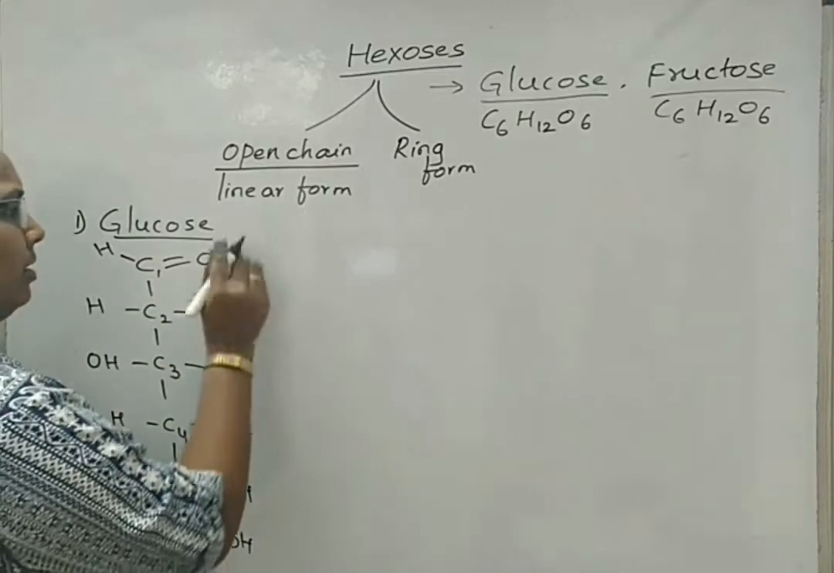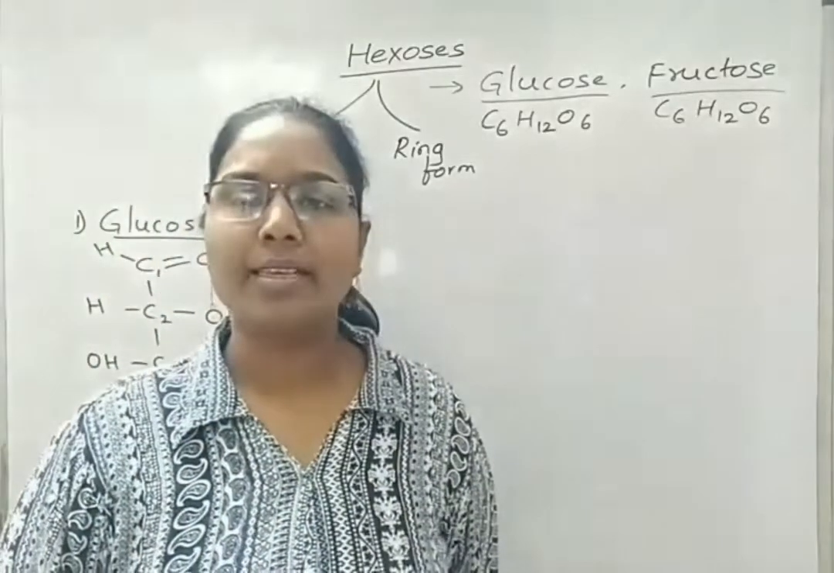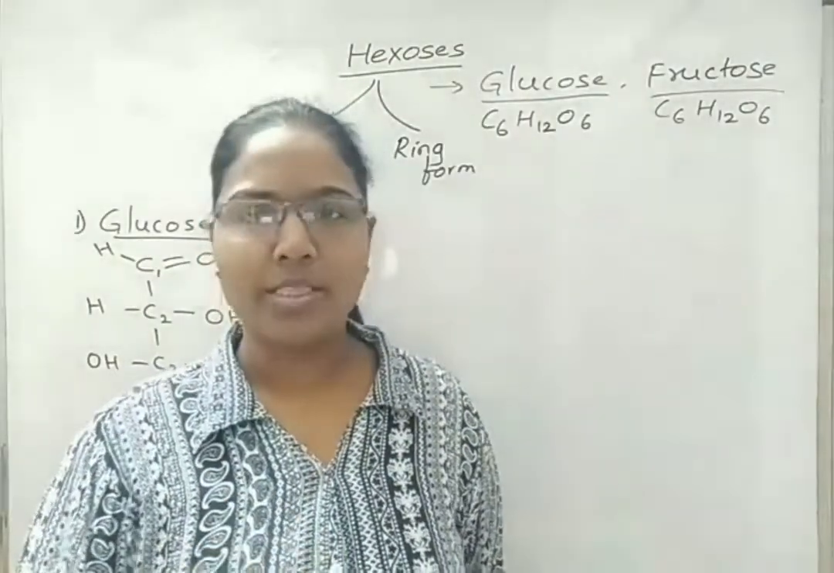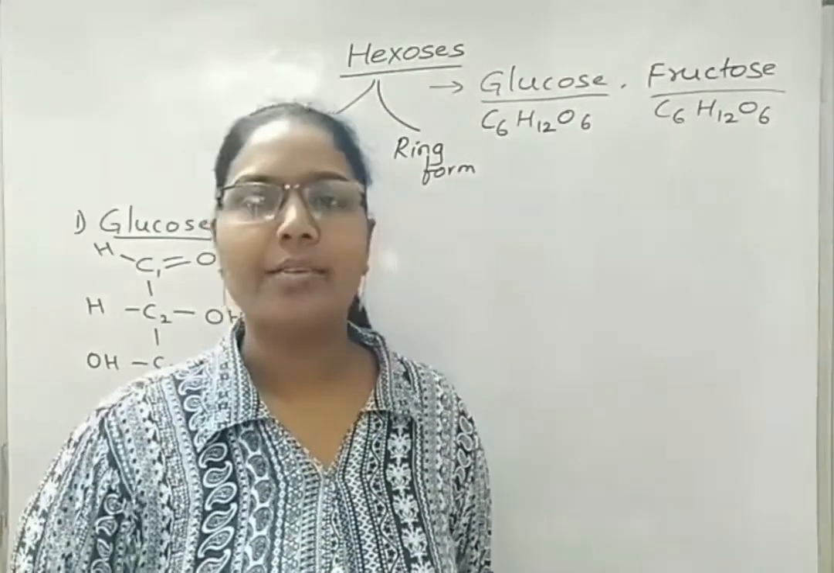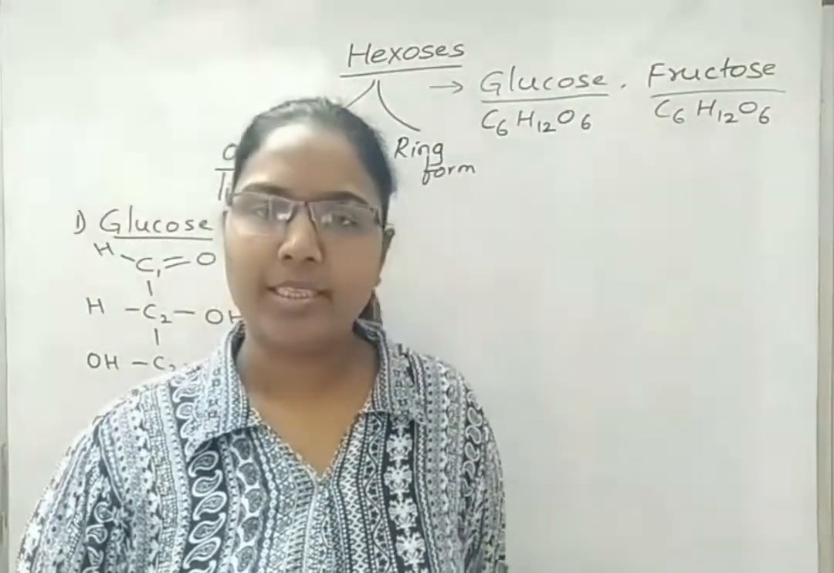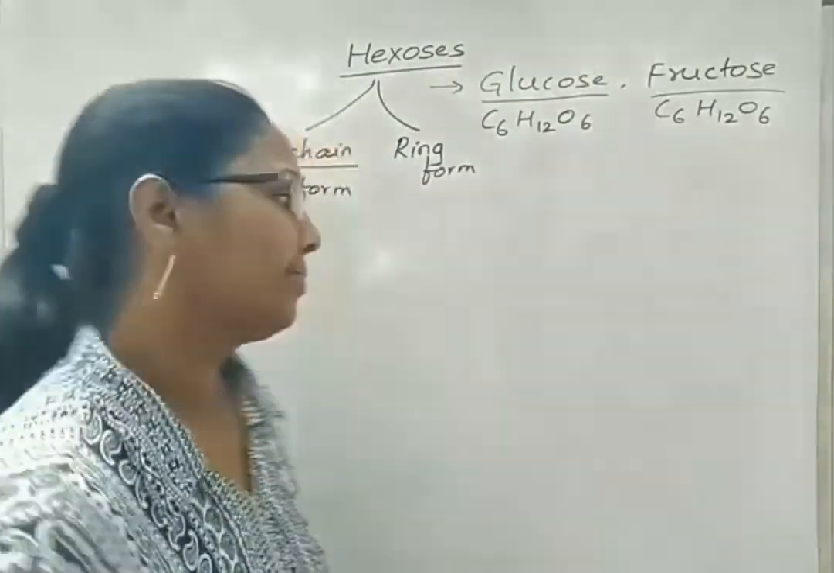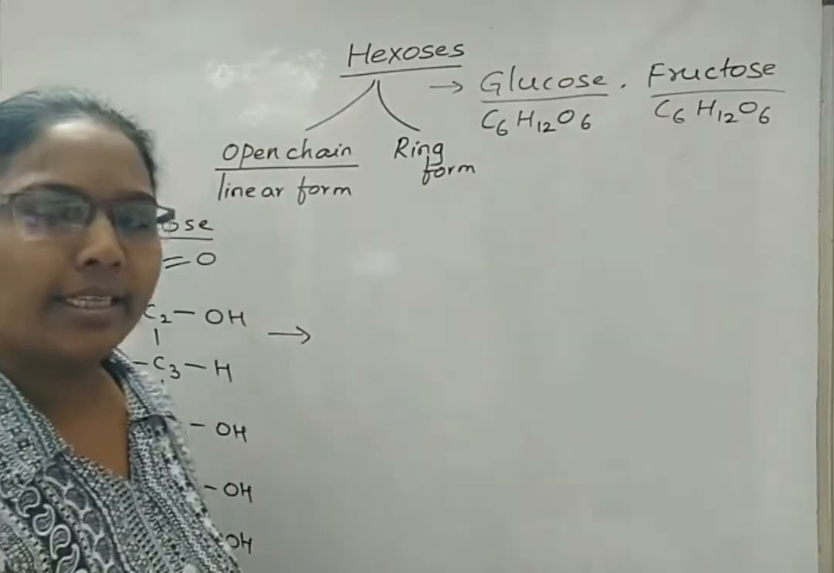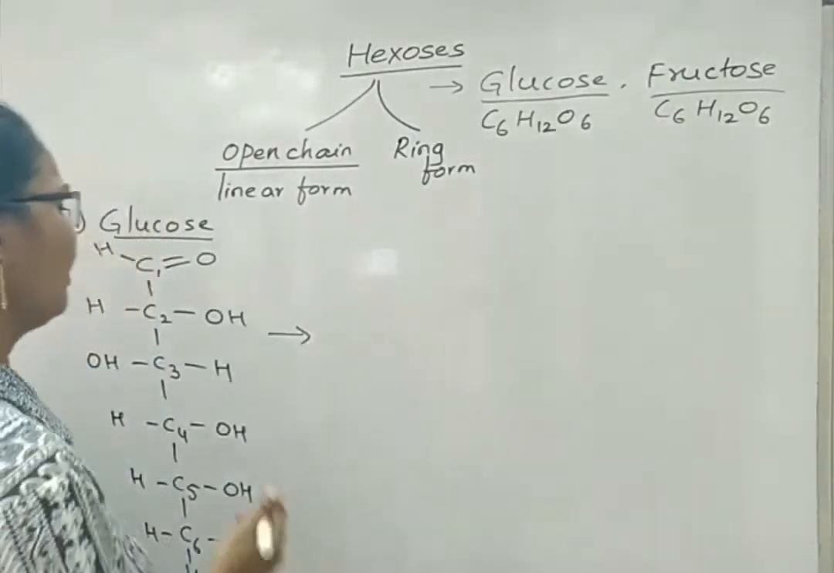Now, in living organisms, the ring forms exist to be involved in the metabolic reactions, not the linear or chain forms. These linear or chain forms we draw for our convenience, but naturally the linear or open chain forms do not exist. Always these hexoses are involved in any type of metabolic reaction only in ring forms.